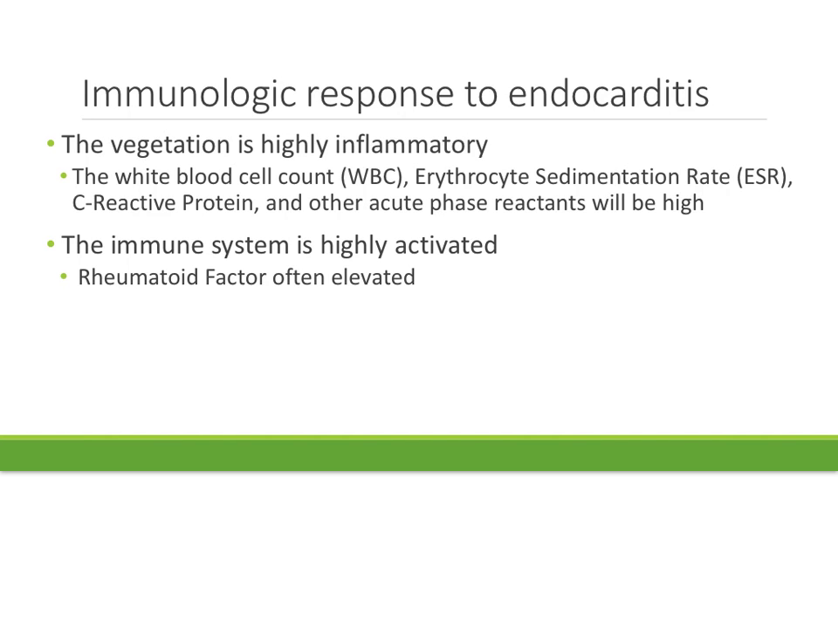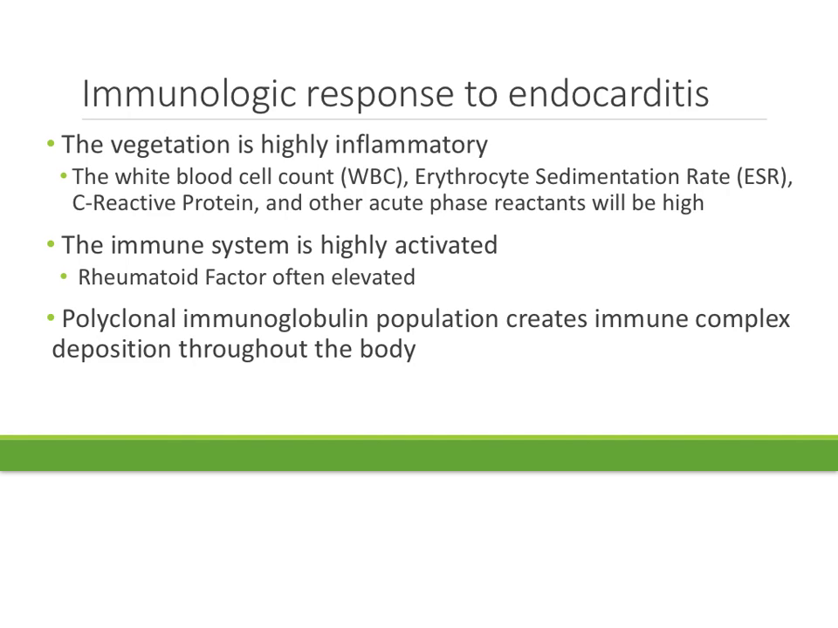Now you might think that you'd only see rheumatoid factor in rheumatoid arthritis, but that's not right. It's actually just a nonspecific immunoglobulin seen in certain highly inflammatory states, usually rheumatoid arthritis, but frequently endocarditis as well. Lastly, there's a polyclonal immunoglobulin population which create immune complexes that deposit throughout the body. In that way, endocarditis is not unlike a vasculitis at the microvasculature level. Immune complex deposition will cause things like Osler nodes and glomerulonephritis.